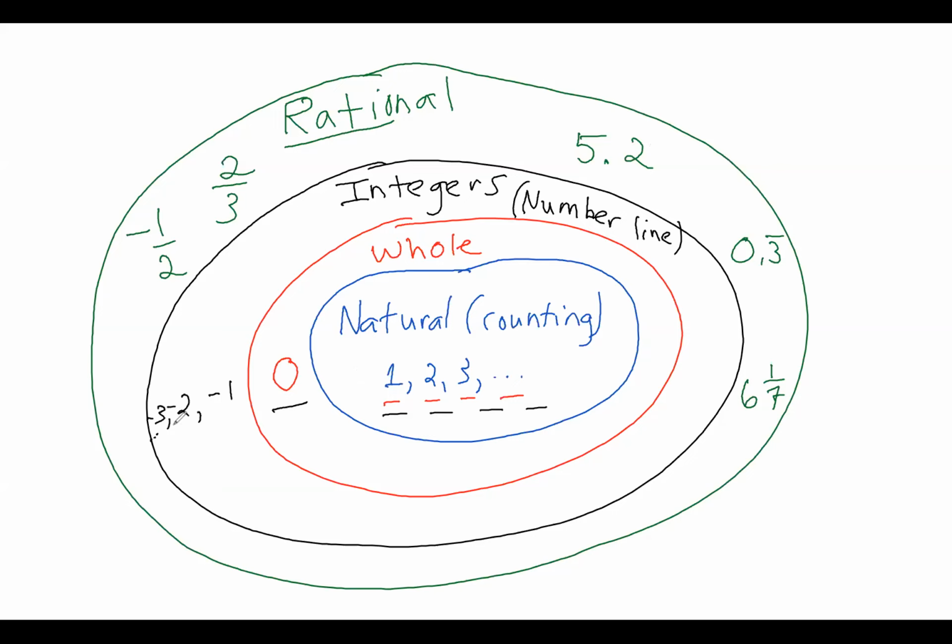Okay, so I'll just underline these as well. By underlining, if you can't really tell what I'm trying to do here, I'm trying to show that these inner groups are also part of the outer groups as well. So for example, this number 1, it is a natural number. It's also a whole number. It's also an integer, and it's also a rational number.